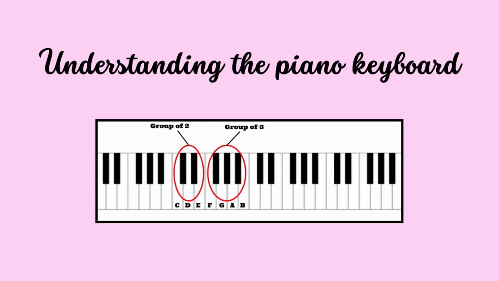The piano keyboard has black keys and white keys. You will notice that the black keys are in groups of 2 and 3. This pattern makes it easy to quickly identify notes. For example, every C is the white key that is positioned to the left of a group of 2.